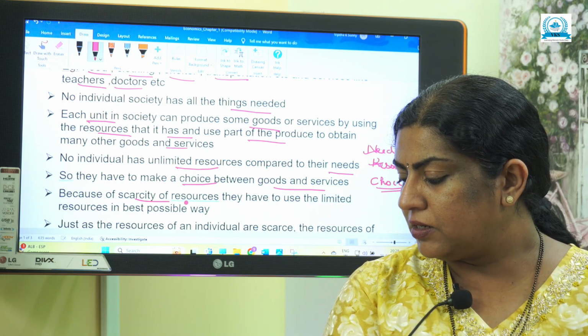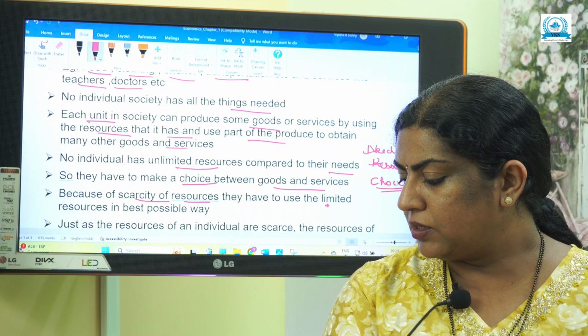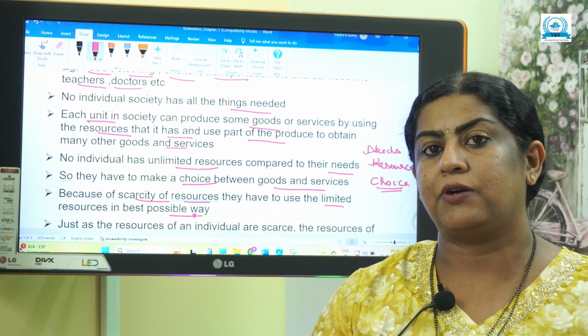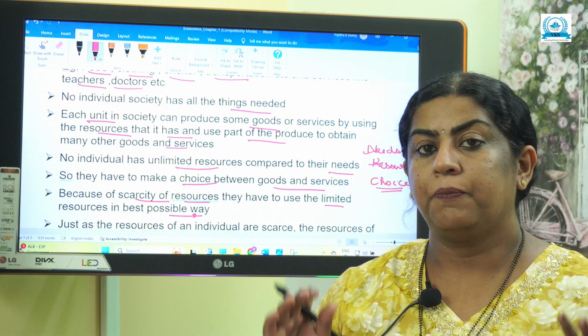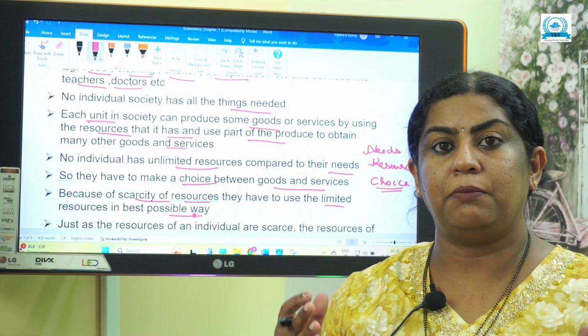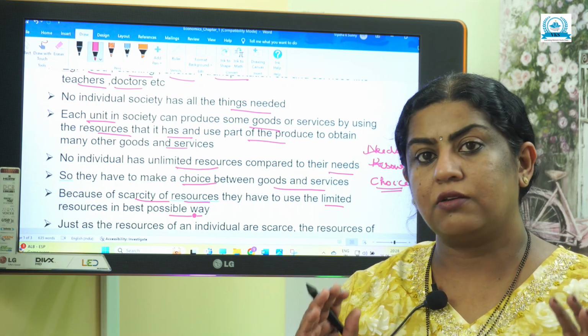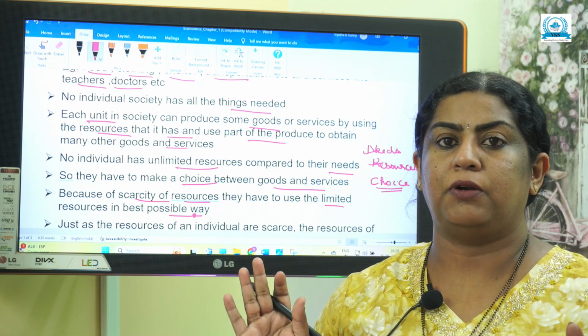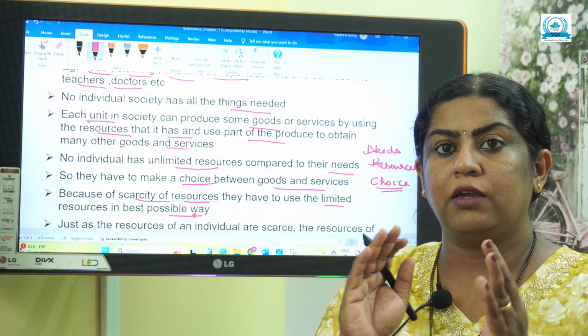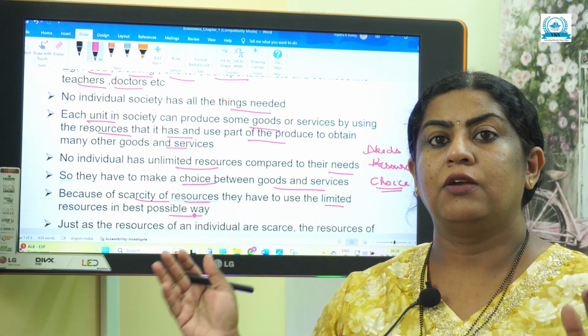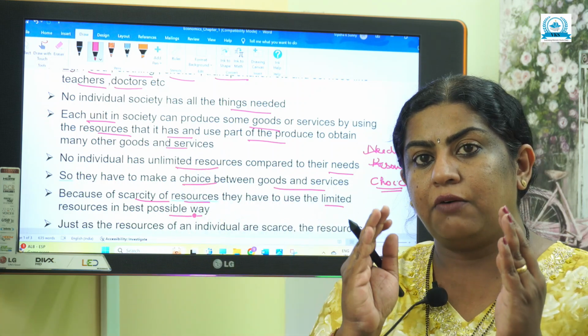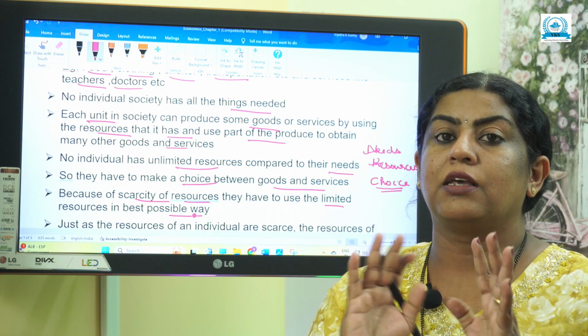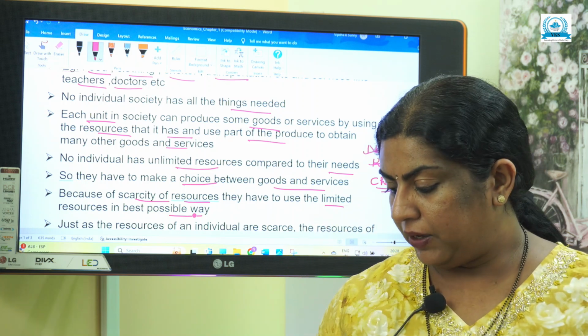Because of scarcity of resources, they have to use the limited resources in the best possible way. As I have told, the resources are scarce or they are limited. So they have to use the resources in the best possible way. This much resources I have, this many needs I have, so resources are limited. So I have to use these limited resources in the best possible way.